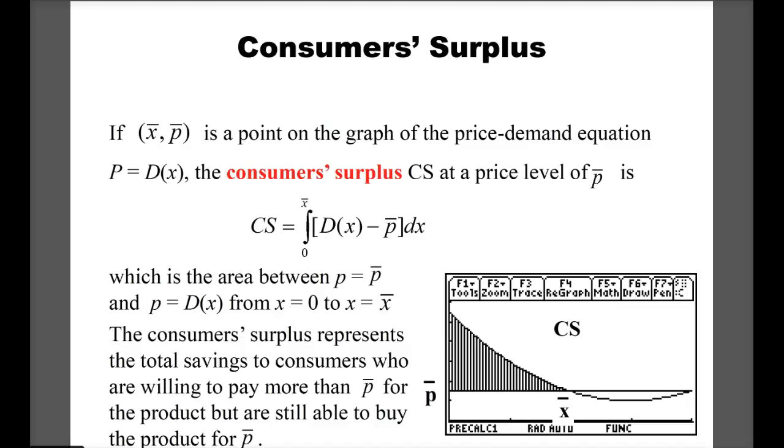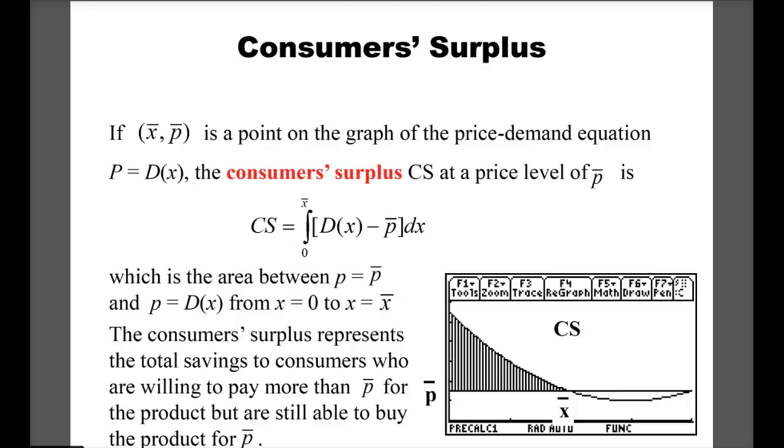All right, so first what we will talk about is consumer surplus. And so the definition of this says, if we have some point on our graph, x bar, p bar for the actual point, where the price demand equation is going to be d of x, the consumer surplus at some price level p bar is going to be, and we just take the integral of the difference in between the demand function and that price level that we're talking about from 0 to x bar.